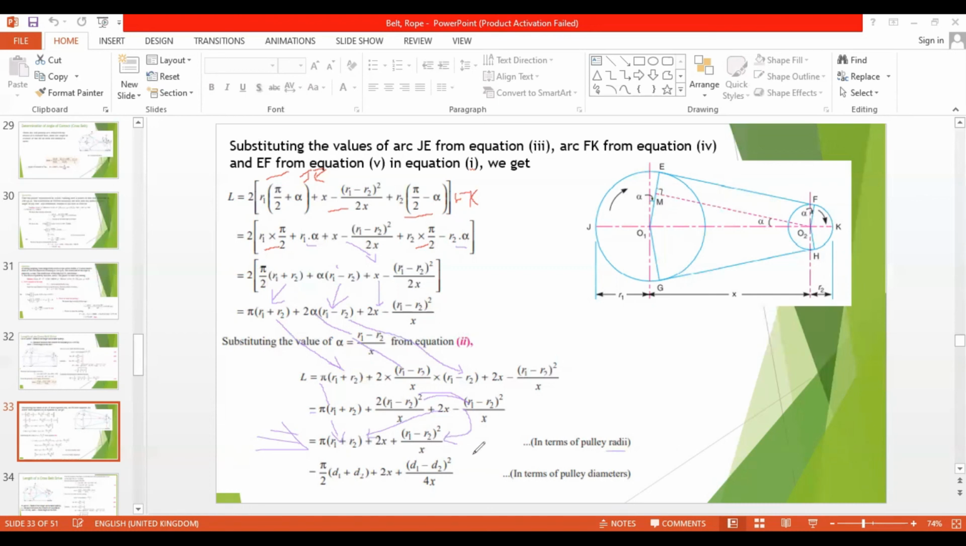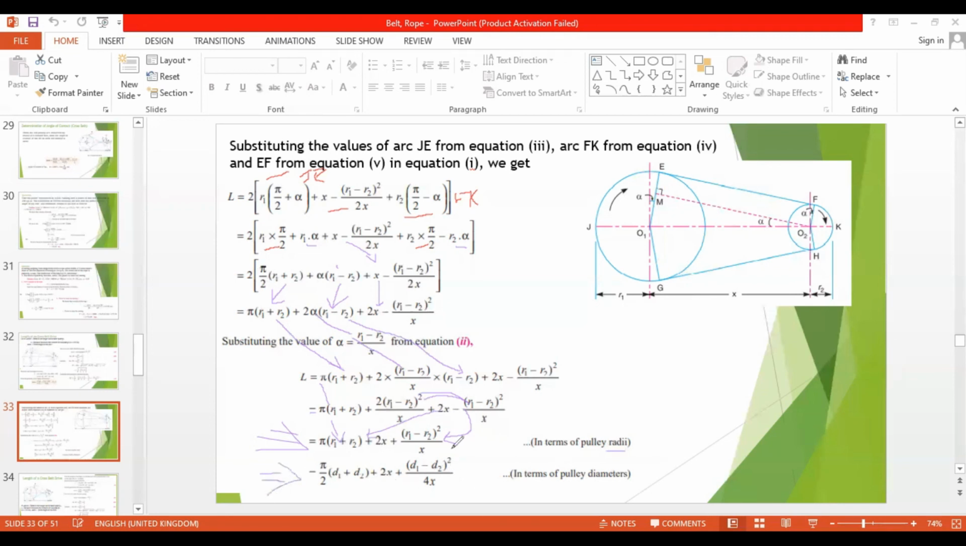If you want to give it in terms of diameters, what you will do, you will divide it by 2, right? Because radius is equal to diameter by 2. So when you divide it by 2, pi by 2 into the rest will come as d1 plus d2 plus 2x, because x is not going to change. X is the distance between these two pulleys, right? Center of the pulleys, plus 2x plus, instead of r1 minus r2 by 2, you will put d. So that is d1 minus d2 whole square by 4x, right? Because r1 is d1 by 2, r2 is d2 by 2. When you square it, you will have 4. So d1 minus d2 whole square upon 4x.